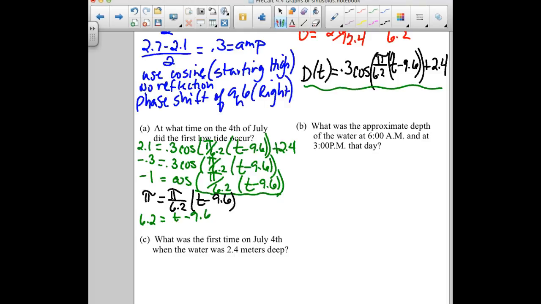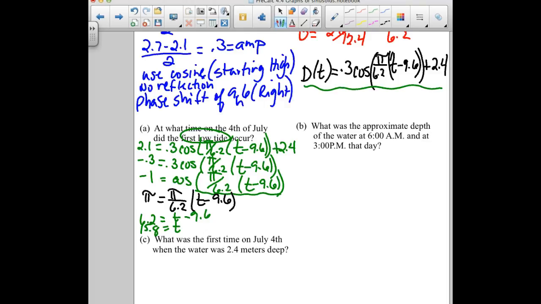Can we then add the 9.6 over? And what do we get? Perfect. 15.8 equals t. Now, 15.8, that sounds familiar. Did we have a low tide at 15.8 hours? Yes, that was the 348 they gave us, right? All that work to get something we already knew. However, what did the question really ask us? The first low tide, right? The first low tide.